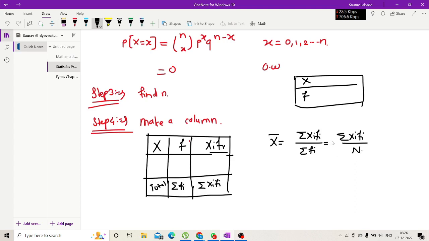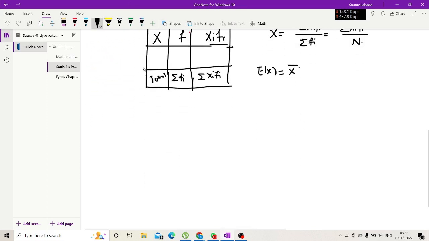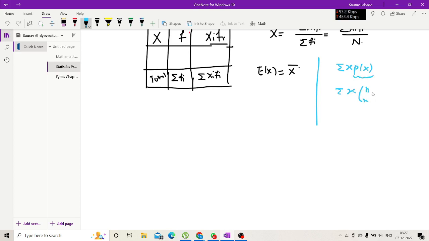Now here you need to understand one thing: expectation of x equals x bar. But can you tell me what is the expectation of x for the binomial distribution? Yes guys, what is the mean of the binomial distribution? हमने कल देखा था already. We also derived it using the formula, right? The formula is summation of x into p of x. Here we put the probability mass function of the binomial distribution, nCx p raised to x, q raised to n minus x.